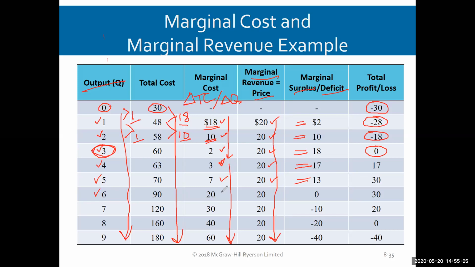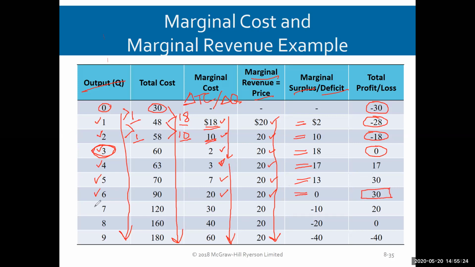Well, its marginal cost has risen to 20 to produce the sixth one. And the marginal revenue is 20. So the surplus on this one is 0. So for that sixth unit, we make 0 producing it. So we're at this profit level of 30.